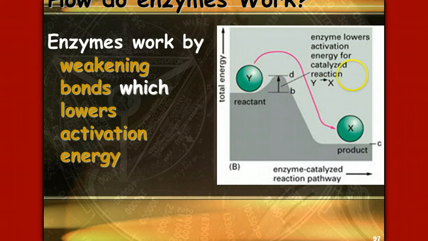Circle this in your packet. Circle that right there, and label it as activation energy. It's the amount, again, that is required for that reaction to occur, and that is what the enzymes help with: it decreases that amount of energy.